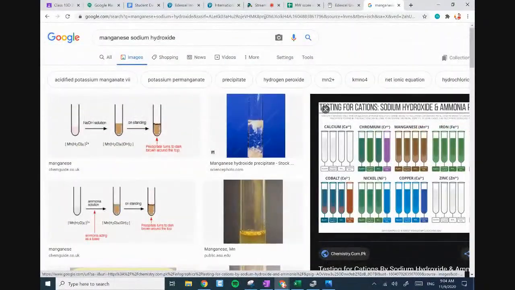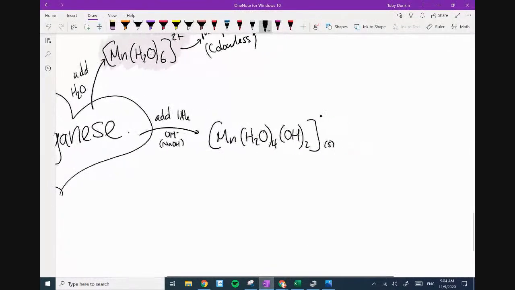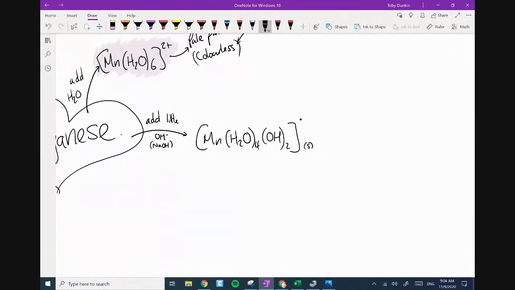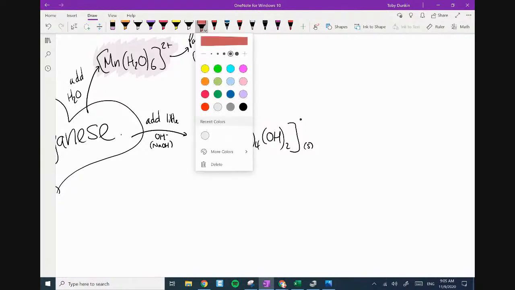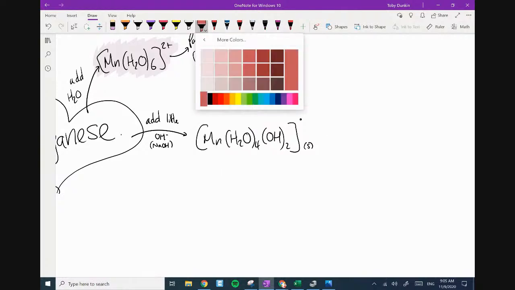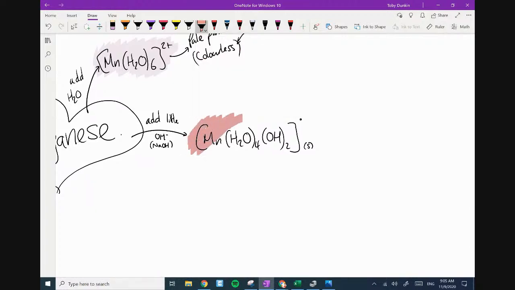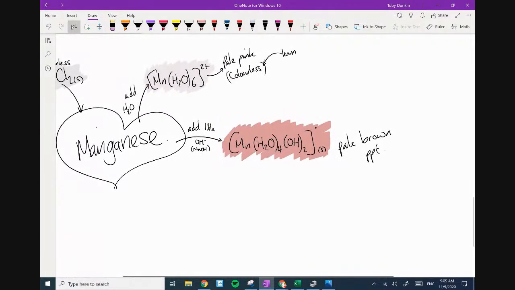I think they actually will just accept brown, by the way. But I prefer pale brown. The reason why is because it changes color on standing. So it's a pale brown. See if I can find a pale brown. Yeah, I'm going to go for like that kind of color. There we go. So it forms a pale brown PPT. Pale brown PPT. Gone Yorkshire. Oh no.